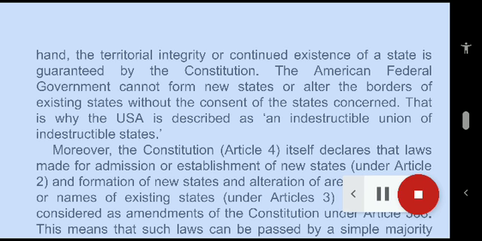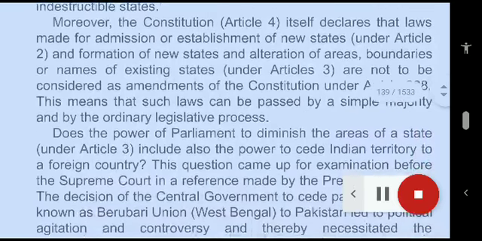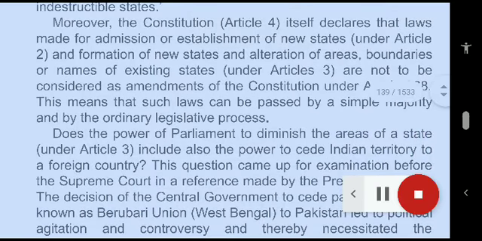Moreover, the Constitution, Article 4 itself declares that laws made for admission or establishment of new states under Article 2, and formation of new states and alteration of areas, boundaries, or names of existing states under Article 3, are not to be considered as amendments of the Constitution under Article 368. This means that such laws can be passed by a simple majority and by the ordinary legislative process.